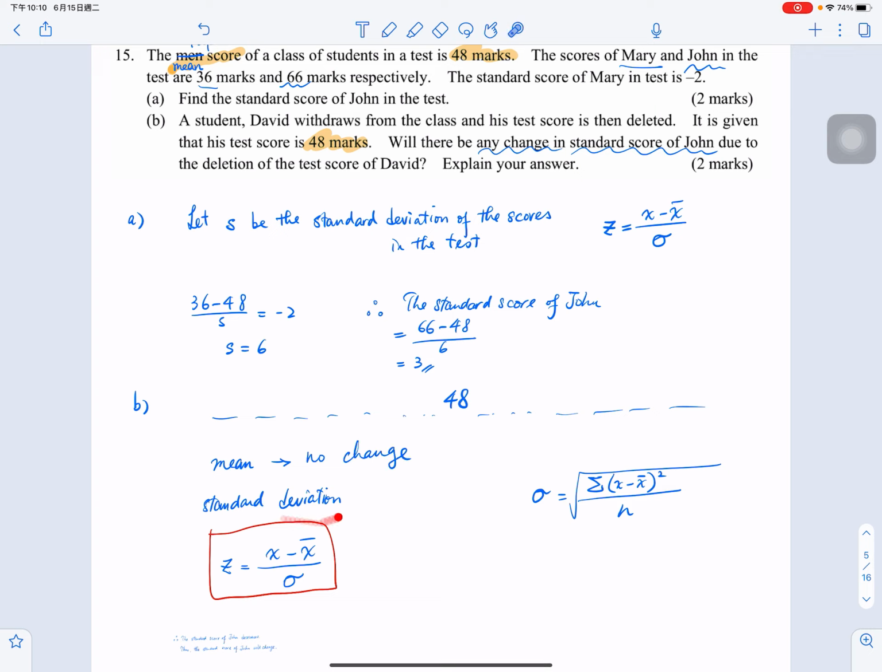SD 有冇轉呢？ Standard deviation. Now here, 48 minus 48, that means no change. So the numerator has no change. However, we have one less, n minus 1 as the denominator. So what happened to the standard score? No change in the mean, but the standard deviation, does it increase or decrease? Yes, the standard deviation increases, because the denominator becomes n minus 1.